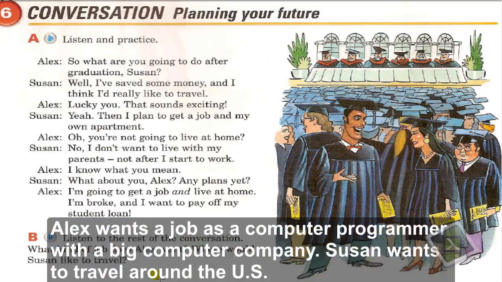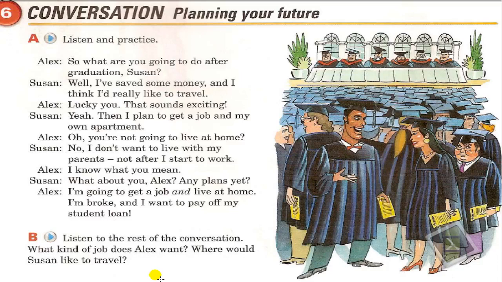Alex wants a job as a computer programmer with a big computer company. Susan wants to travel around the USA. Alex has got an interview, so he wants a job as a computer programmer with a big computer company. Susan wants to travel around the USA because there are different places she didn't see. She'd like to see new places in the USA, in different states.